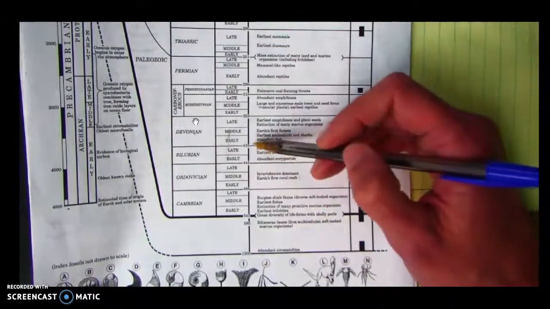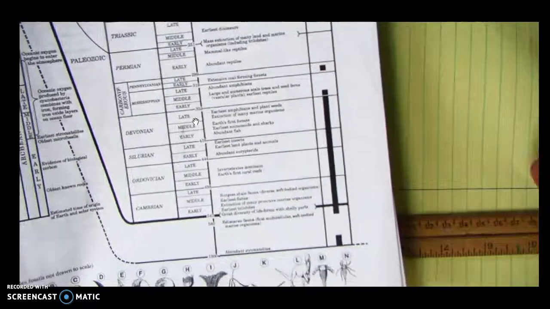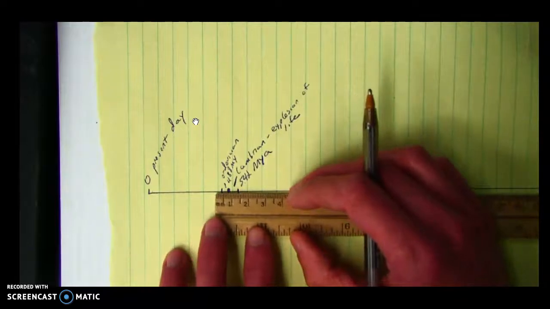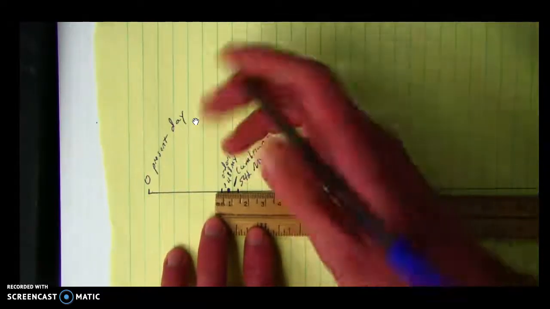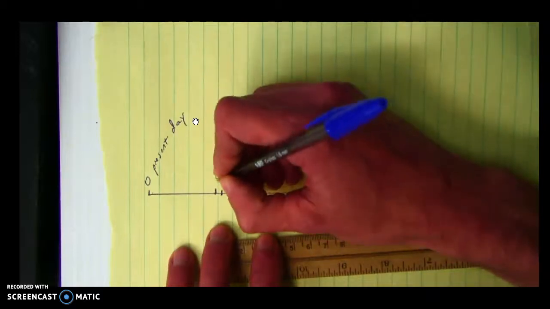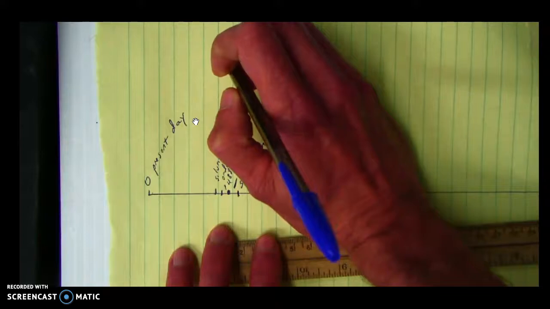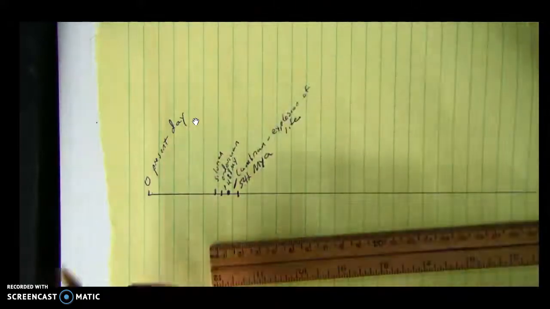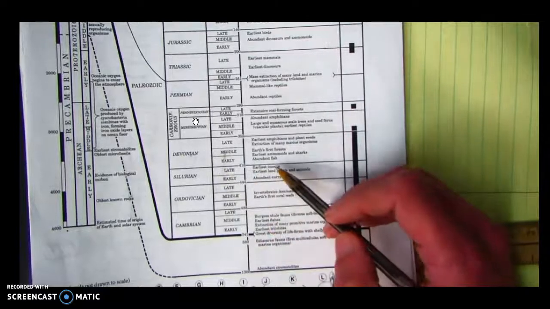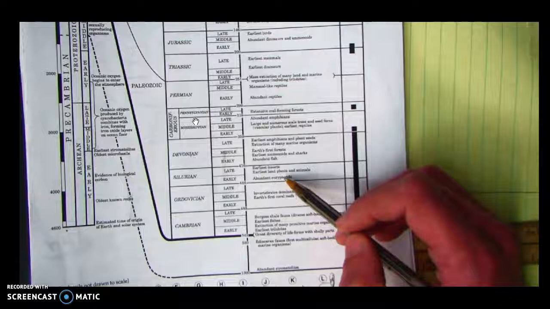Now we go to Silurian time, 416 to 444, which would be a difference of 28 million years, which would be equal to 2.8 on the scale. I'm going to mark off 2.8 millimeters, and I'm going to label that Silurian. Then we'll look at the next time period, Silurian, earliest insects, earliest land plants and animals, abundant eurypterids.